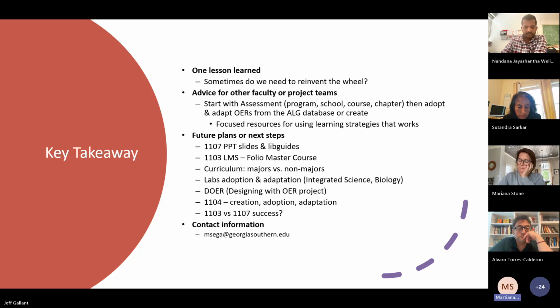So if you didn't do any ALG, I will say just start with the assessment, like what exactly are your objectives, what do you want the students to know at the end, and then you go backwards. Then you're going to see you have to kind of reinvent some, change the wheel a little bit, and if you don't want to do that, just use the ones that we already have in the ALG database. Keep everything focused.